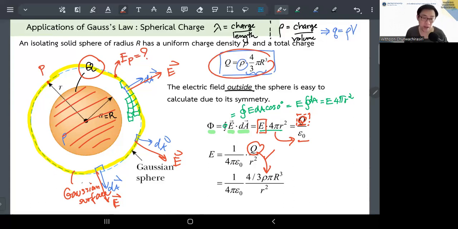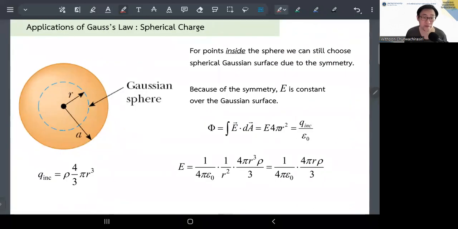You have the Q or you have the rho. But that's it. That's the application of Gauss's law. Isn't that cool? All right. If you feel this is kind of cool, move on to the second example here. What if I want to figure out the electric field inside the ball? Whoa. Okay, so outside is fine.